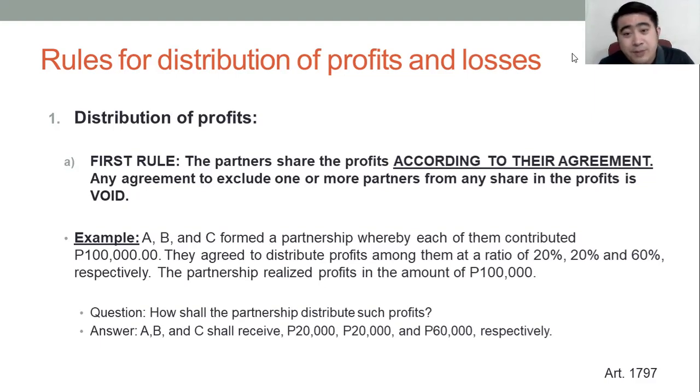Nangyayari ba, class, na mas malaki palagi yung shares ng ibang partners? The answer is yes. No? Kasi posibleng sila yung gumagawa ng lahat. Yung ibang partners nakikiride lang.